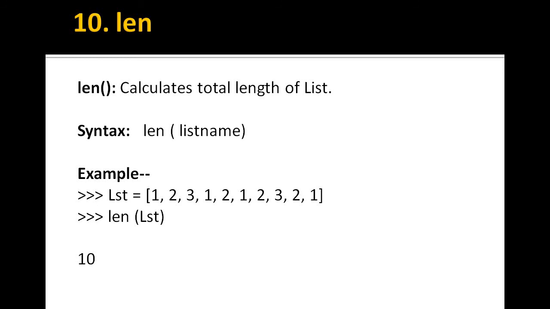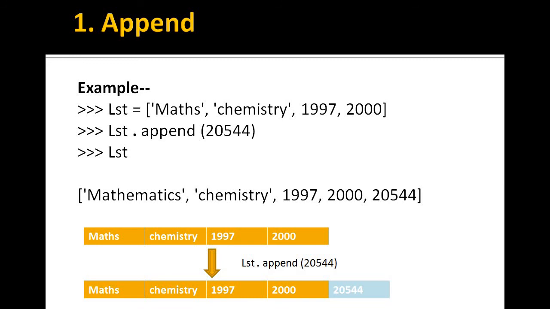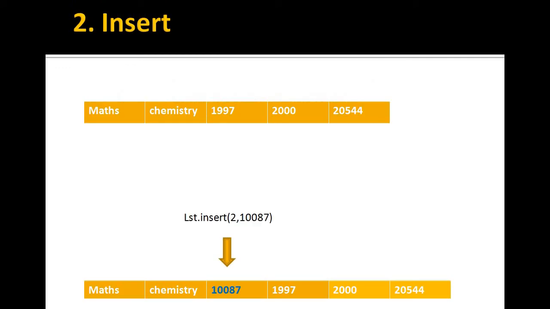So we learned list methods and some other built-in functions that can apply to the list, starting from append, that appends one element at the end of the list, insert, that adds one object or value at the desired position in the list. For example, in this list 10,087 have been inserted at 2 position.